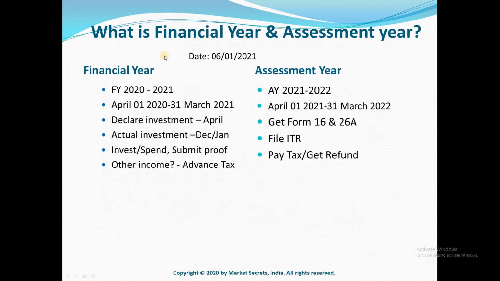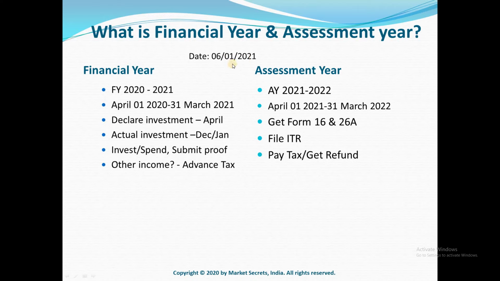So moving on, the next item is what is financial year and assessment year. A lot of people get confused about these two terminologies. Let's see it in detail. In addition, I'll explain what responsibilities you have as a taxpayer in every financial year and every assessment year. So today's date is 6/1/2021, 6th January 2021.